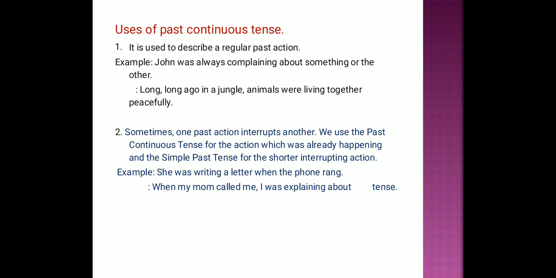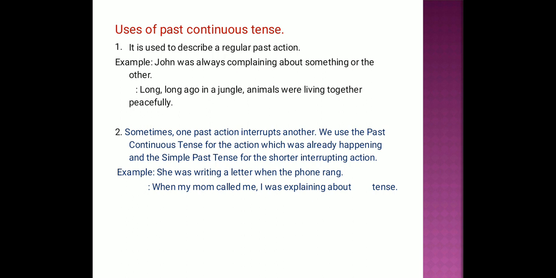Next, we use past continuous tense sometimes when one past action interrupts another. We use the past continuous tense for the action which was already happening and the simple past tense for the shorter interrupting action. That means it is also used to tell us more about when the action happened or other things that happen at the same time, or perhaps something that interrupts the past continuous action and causes it to stop. For example, she was writing a letter when the phone rang.